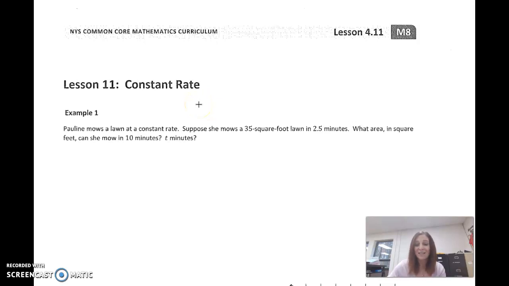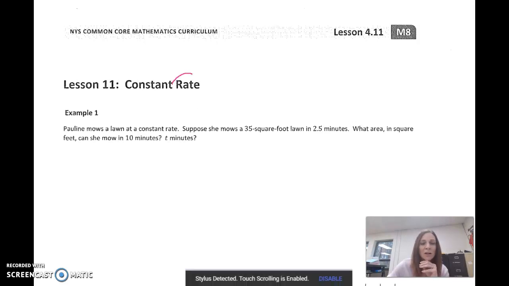Lesson 11 is on constant rate. Yesterday we took a critical look at proportional relationships, and we were talking about the constant. Again, finding that constant of proportionality, we really did a lot with the speed, which is distance divided by time. Sorry, it took me a second to remember that, but I want us to still focus on that.